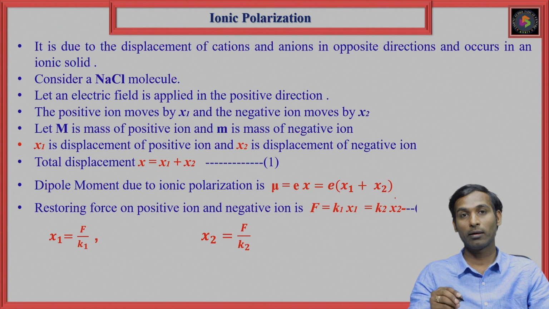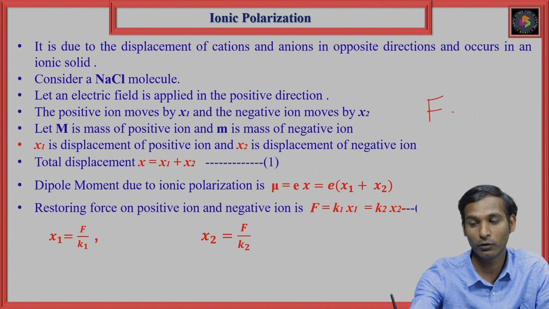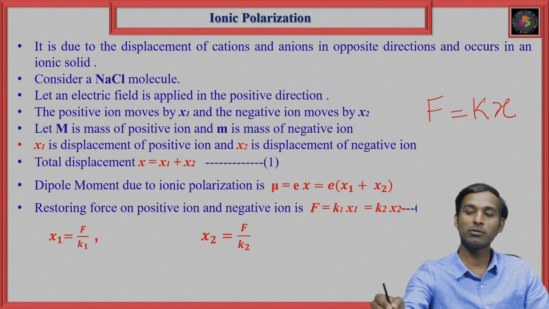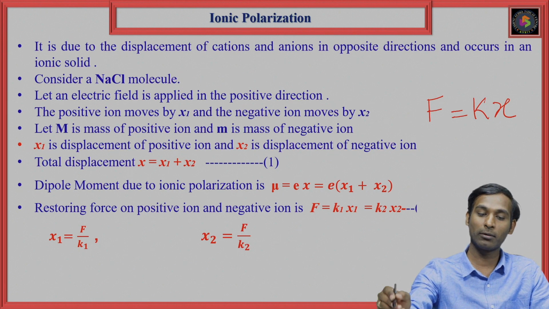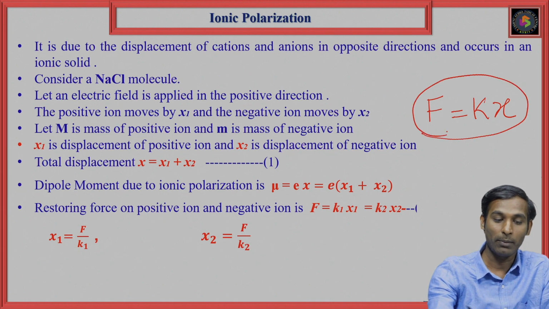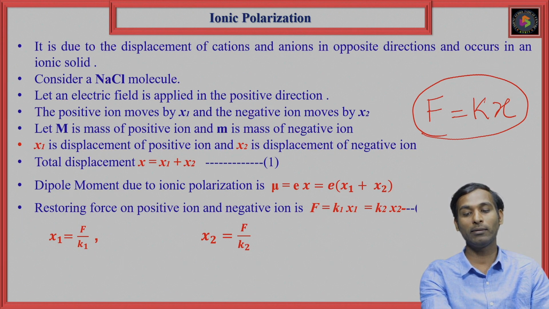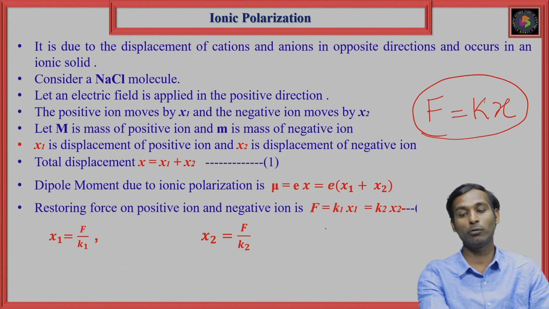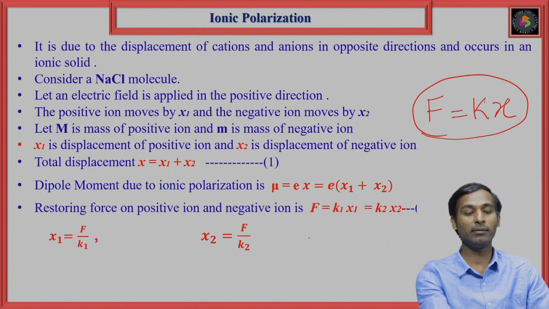According to the restoring force, as we have seen in our intermediate level, the restoring force is directly proportional to x, the displacement of the particle. Here k is the constant and x is the displacement of the particle. Based on this equation, the restoring force on the positive and negative ions is written as F is equal to K1 into x1 and F is equal to K2 into x2. So x1 can be written as F by K1 and x2 can be written as F by K2.